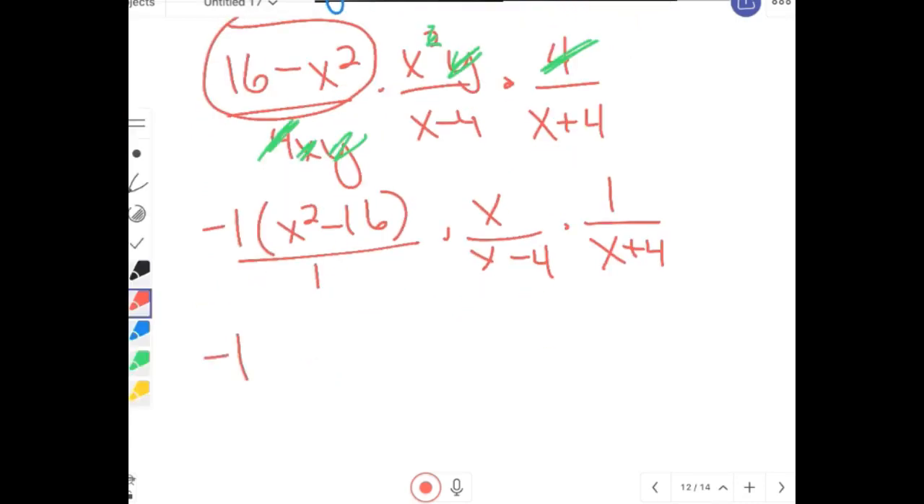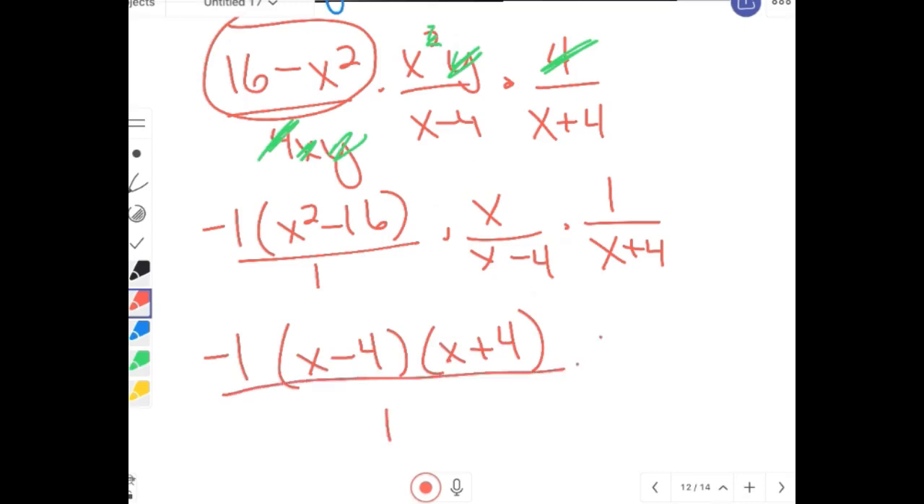Now this -1, then that part is a difference of squares, so that's x minus 4, x plus 4, all over 1 times x over x minus 4 times 1 over x plus 4. So then we can see from here, x minus 4 cancels out with x minus 4, x plus 4 cancels out with x plus 4. We're left with a -x.